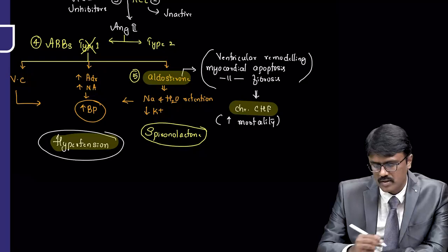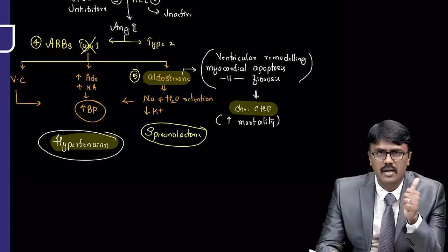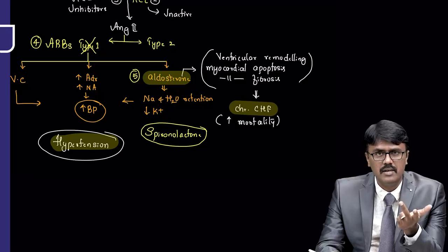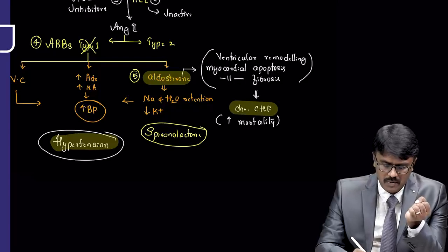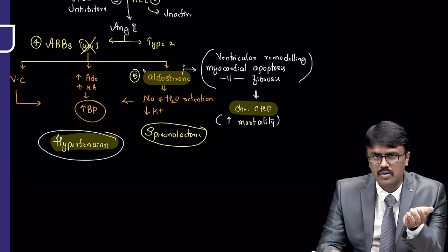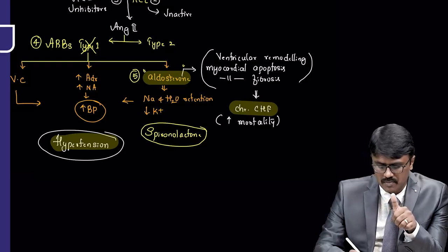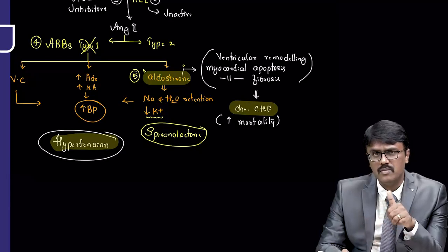The drug is called spironolactone. So we have 5 targets to block this pathway. Number 1, beta blocker. Number 2, renin inhibitor. Number 3, ACE inhibitor. Number 4, ARBs. Number 5, spironolactone. Now when this pathway is blocked, aldosterone decreases, and obviously the sodium and water retention decreases, but what happens to potassium? Usually potassium decreases, but when we use these drugs, potassium increases.